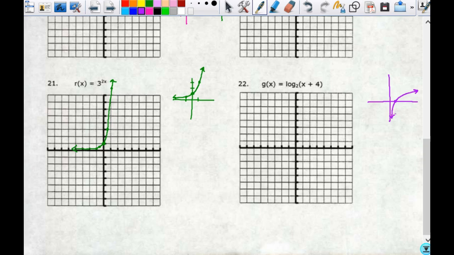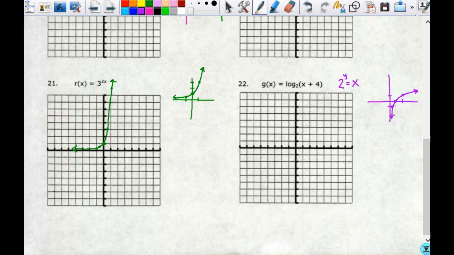So if you want to rewrite it, you can always rewrite a log into exponential if it helps you wrap your mind around what's going on and what your key points are. So this would be 2 to the y power is equal to x. So when y would be 1, x would be 2. When y is negative 1, x would be negative 1/2. Okay, so there's your parent function to show you know what's going on there.